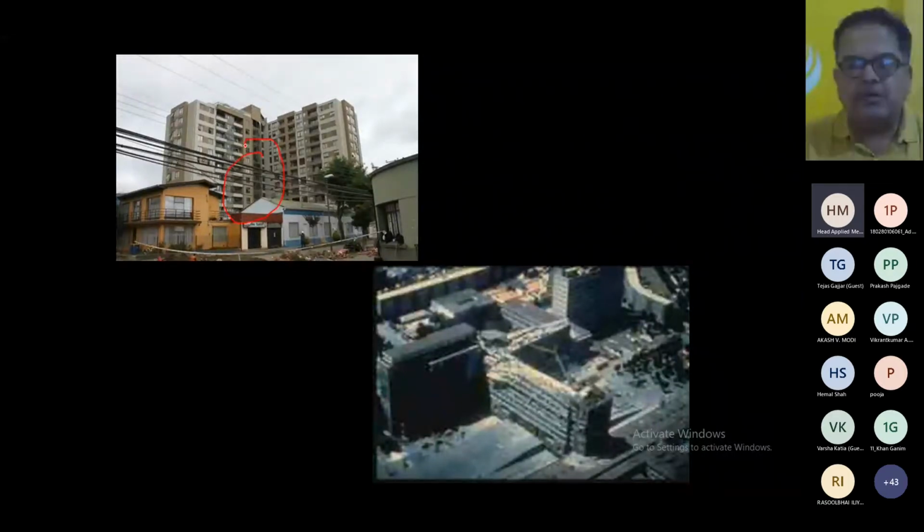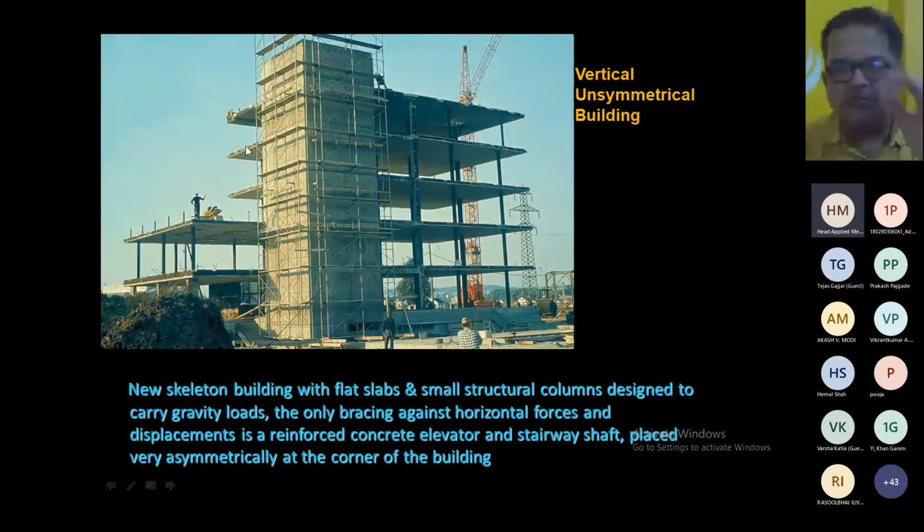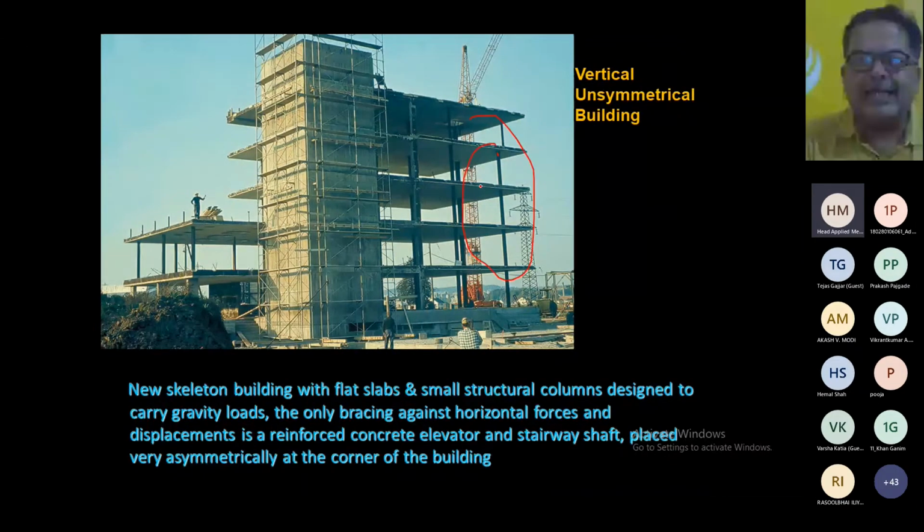Now, this is a classical picture. Most of the time, the architect says that I want a front part. This is the front part. I want good elevation, and for good elevation, you cannot place your lift well in the front. You can place it on the back side. So you are placing it on the back side.